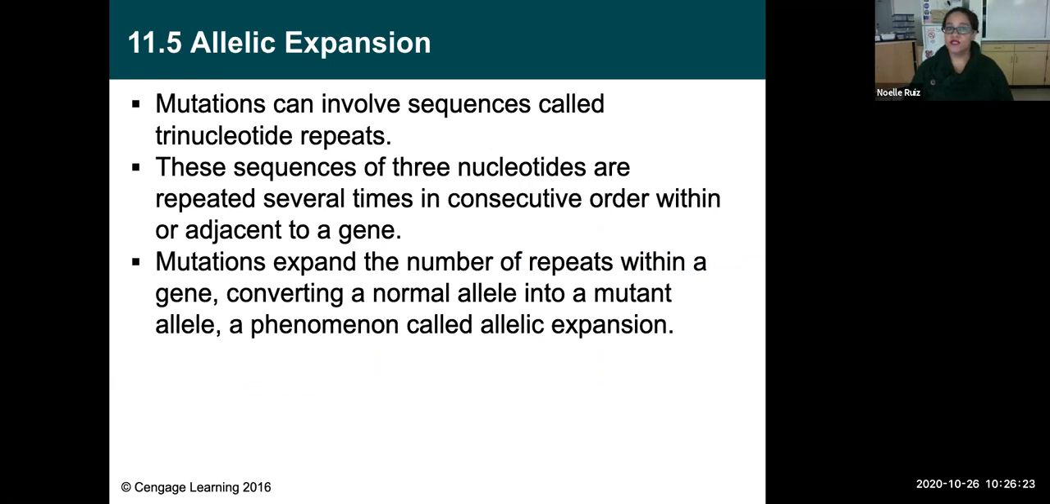Mutations can involve sequences called trinucleotide repeats. These sequences of 3 nucleotides are repeated several times in consecutive order within or adjacent to a gene. Mutations expand the number of repeats within a gene, converting a normal allele into a mutant allele, a phenomenon called allelic expansion. So if you add these repeats, there are more nucleotides, you expand the alleles.